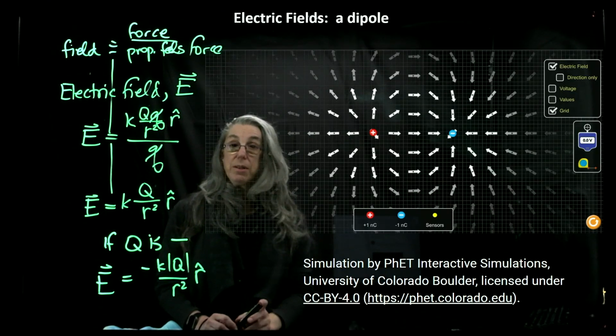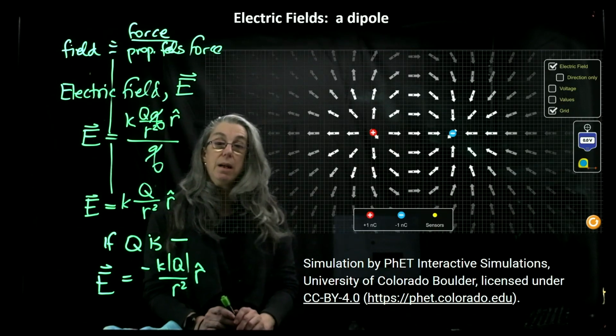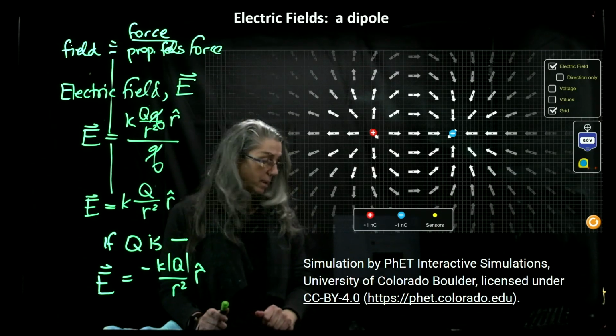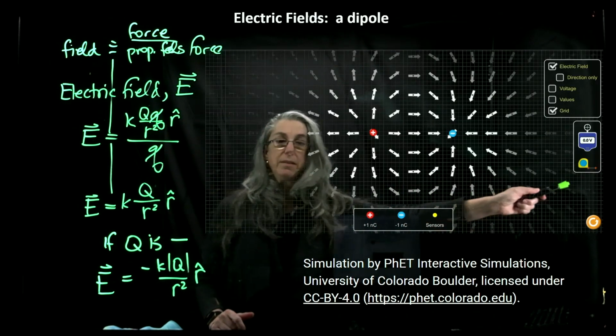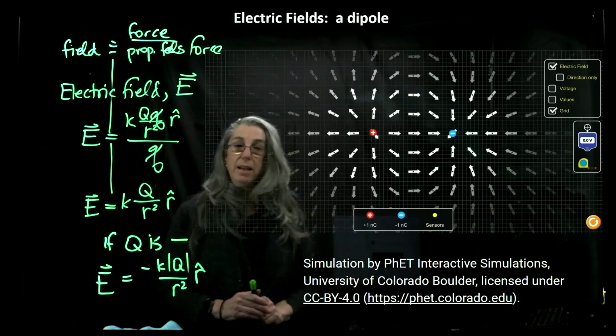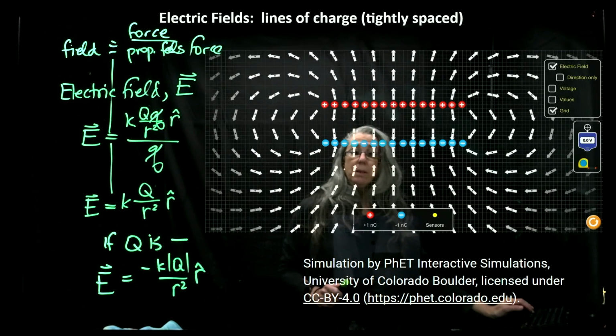We'll start with, if I double the distance between them, what happens to the field? I can do that with the sensor arrow on the side. So there's a sensor over there, and if I select that, I can move it around and show you how the length changes.